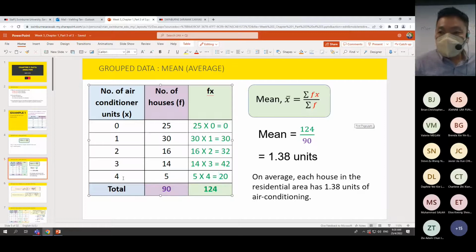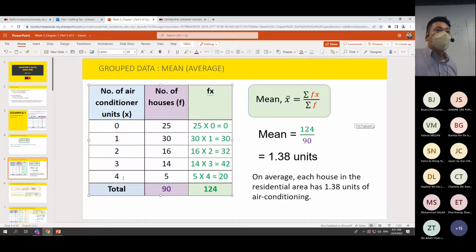I think who asked the question, is that Bayan? Hopefully I'm answering your question. I know what you mean, because the unit for this is air conditioner, which should be an integer. But usually we just leave the answer in 2 decimal places. 1 decimal place is also fine.